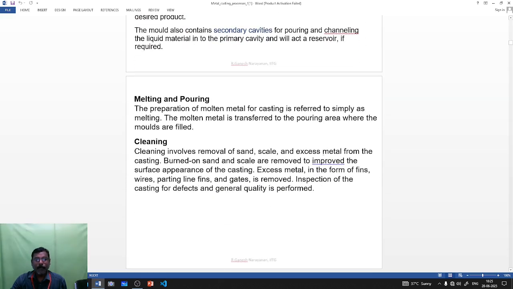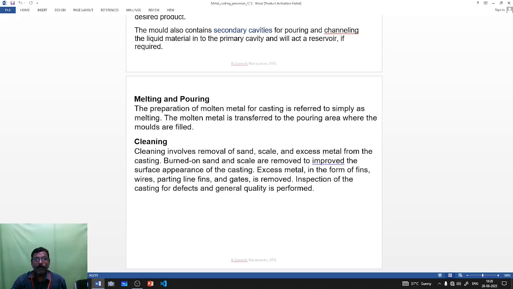Melting and pouring. The preparation of molten metal for casting is referred to simply as melting. The molten metal is transferred to the pouring area where the molds are filled.